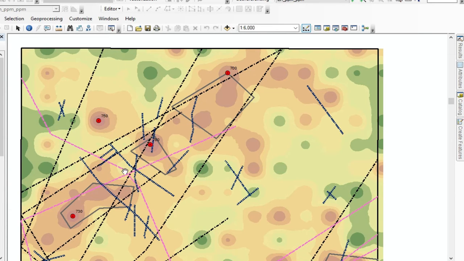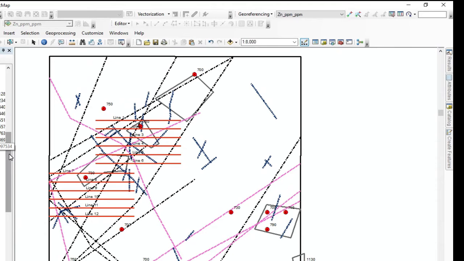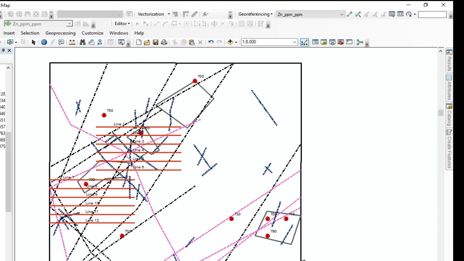We are now seeing the soil geochemistry having 780 ppm around here. We can also look at these two structures running perpendicular to each other, all within these locations. You can also see some other elements associated with lead-zinc mineralization, especially in a sedimentary package.